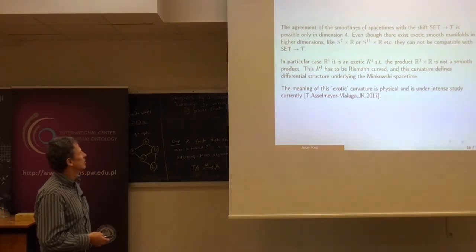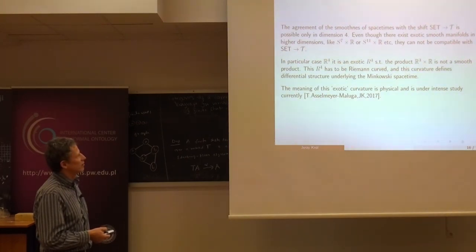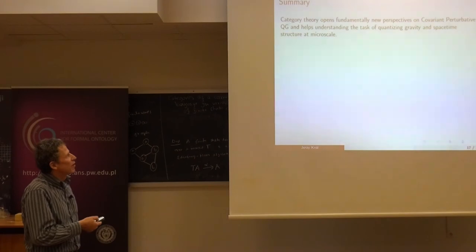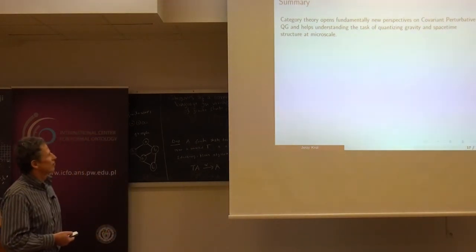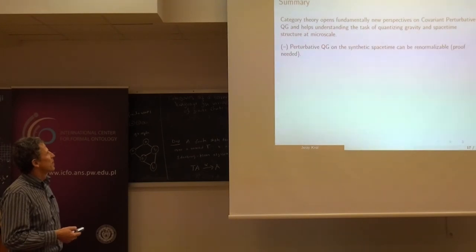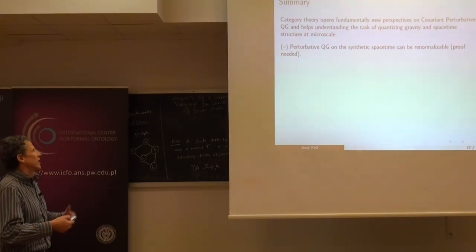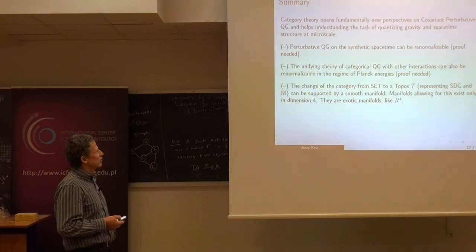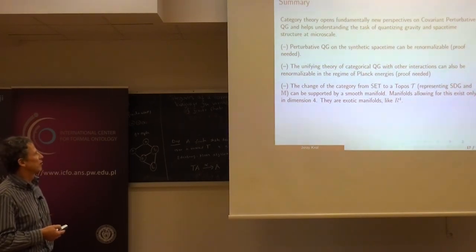And recently it was possible to show that this curvature represents a cosmological constant. This is quite a non-trivial result. So this is the way curvature, and general relativity in this sense, which requires curvature, comes back to the picture. Category theory indeed allows us to formulate a kind of theory which has a chance to be renormalized, and the curvature comes back to the picture by the presence of exotic R4, which cannot be flat.